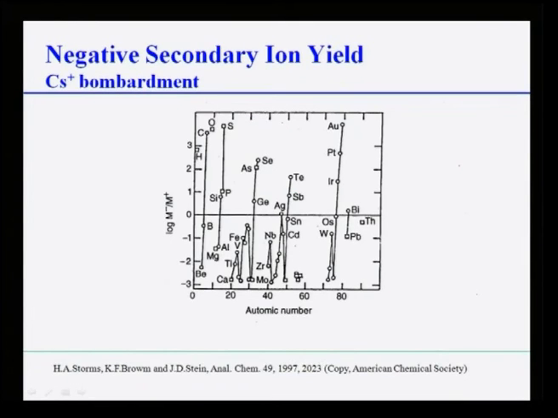If you use Cs plus bombardment, what happens? This is M minus plus M plus ions versus atomic number. As you see here, this is taken from this paper in Analytical Chemistry from the American Chemical Society.